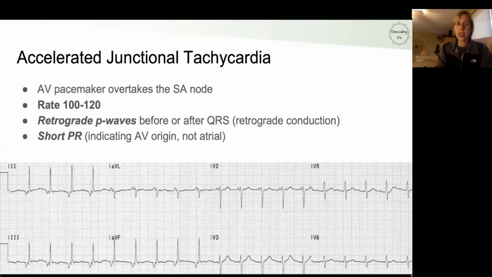Next up is accelerated junctional tachycardia. This happens when the AV pacemaker actually overtakes the SA node. So in this case, you'll see a rate of about 100 to 120. So it's just barely tachycardia.